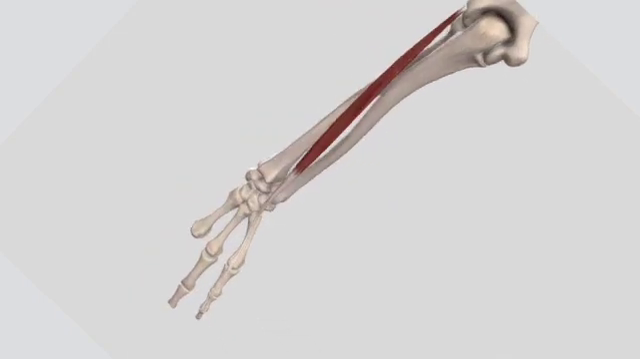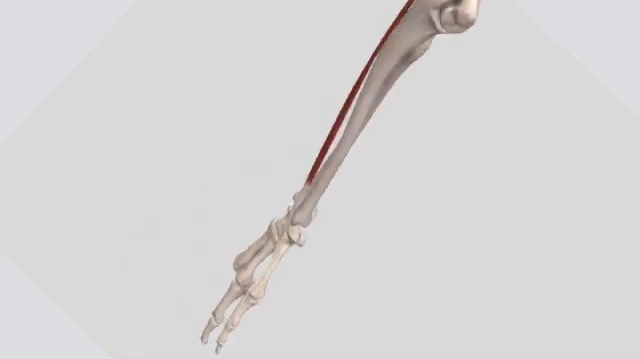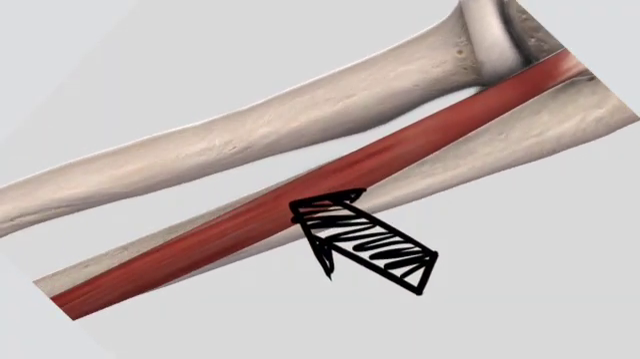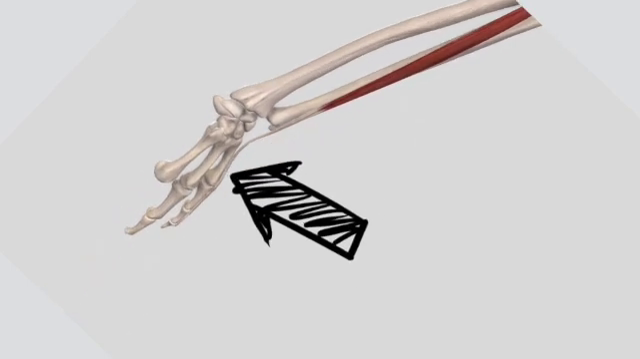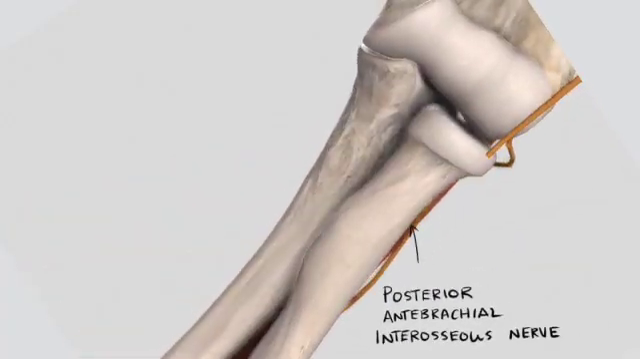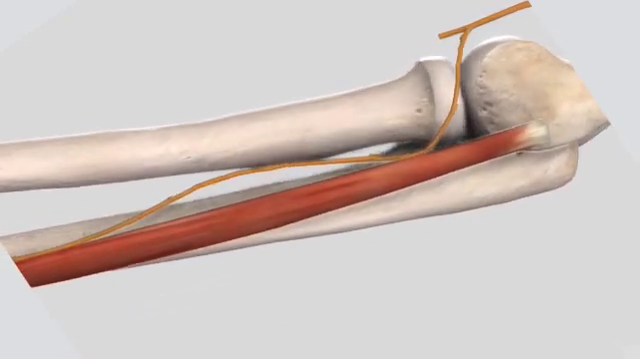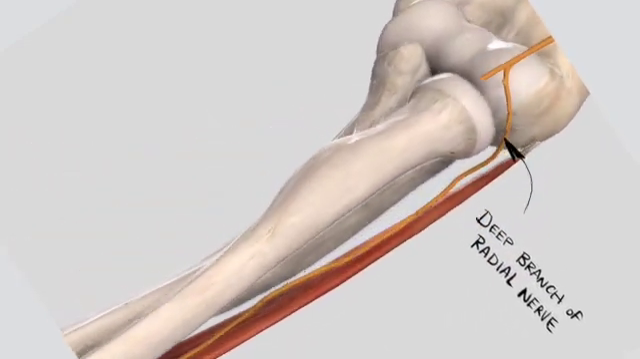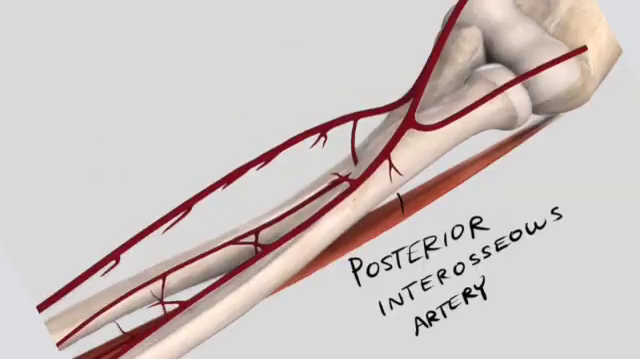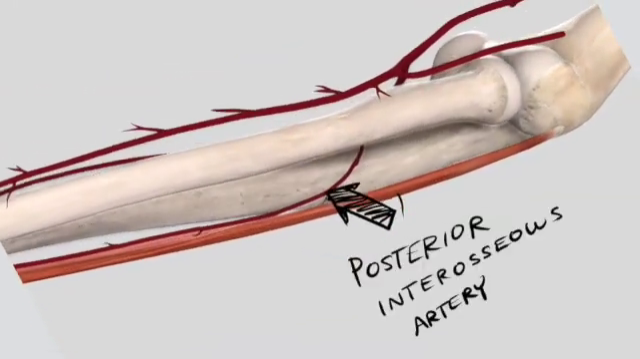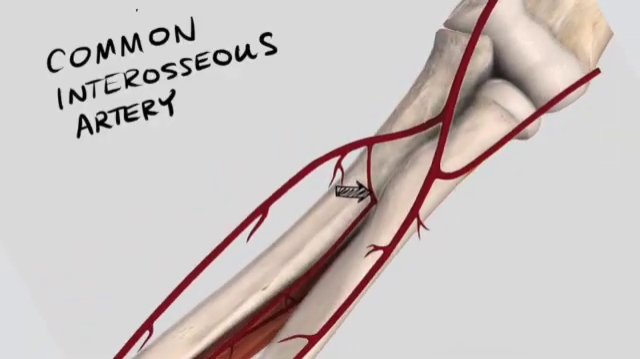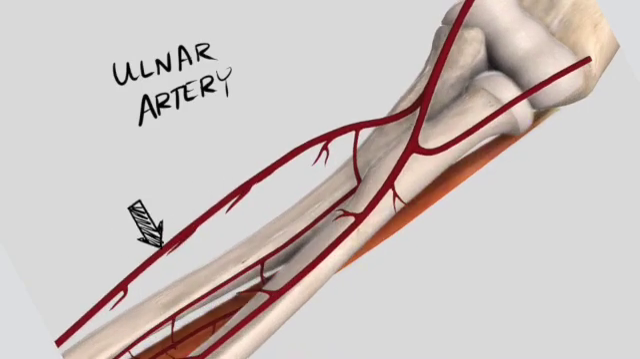The origin is at the lateral epicondyle of the humerus via the common extensor tendon. Insertion is at the extensor expansion of the small finger. The EDM is innervated by the posterior interosseous nerve of the forearm, which comes from the deep branch of the radial nerve. The EDM's blood supply comes from the posterior interosseous artery, which originates from the common interosseous, which itself comes off of the ulnar artery.